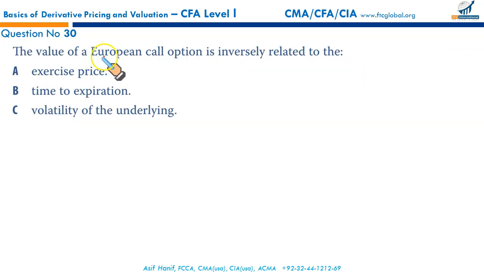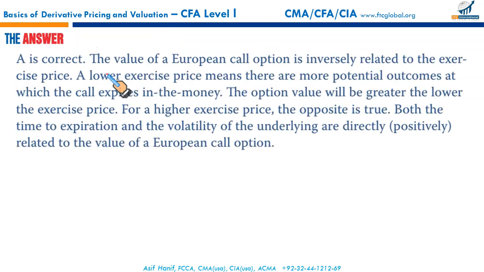The value of a European call option is inversely related to exercise price. Yes, if the exercise price is higher, the value of the call option will be lower. You know this from your reading overview. It is positively correlated with the time to expiration. More time to expiration, the European call option will have more value. More volatility, more value. But if there is a higher exercise price, the value of the European call option would be lower. So that makes A the correct option.